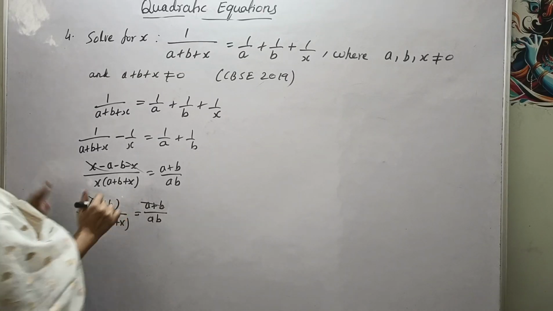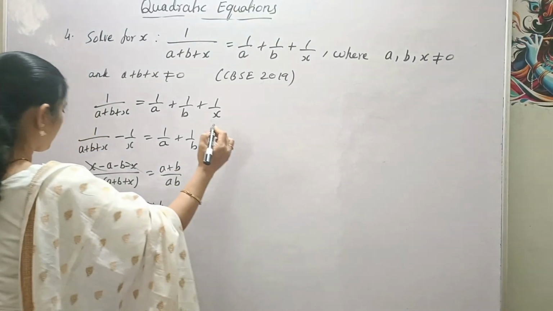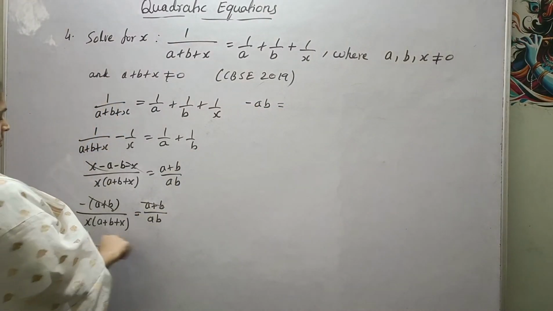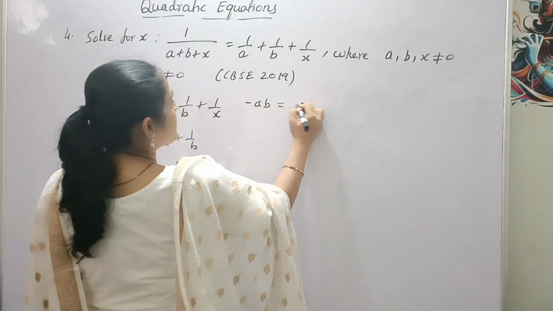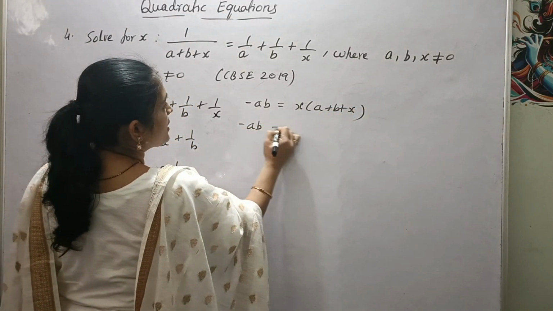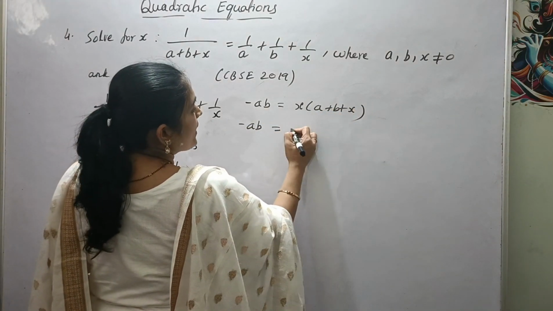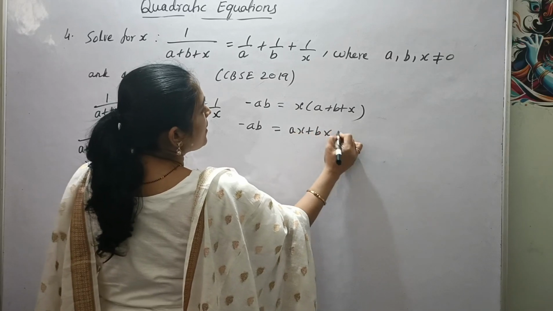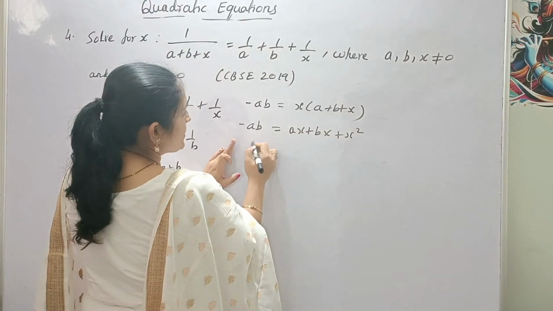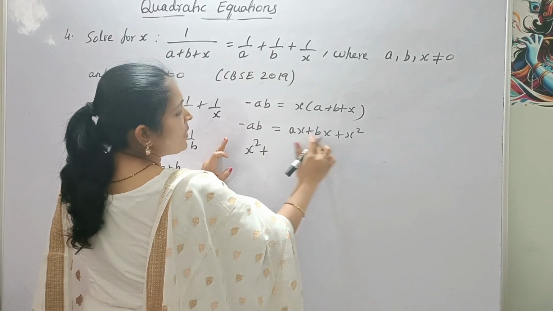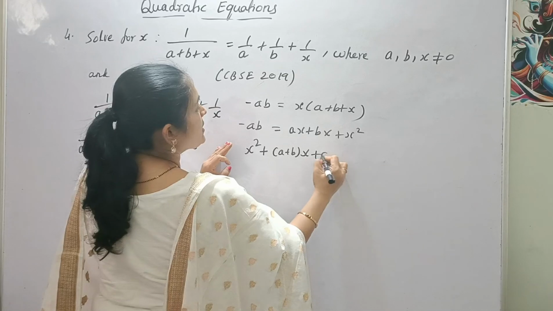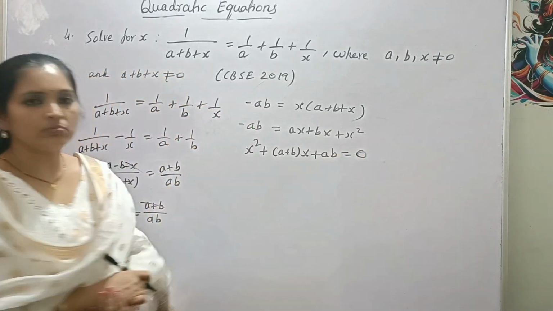Now cross multiply. That is minus of ab is equal to, take this one here, x into a plus b plus x. That is minus ab is equal to ax plus bx plus x square. See, we have got a quadratic equation. That is x square plus a plus b into x, take this one here, so plus ab is equal to 0.